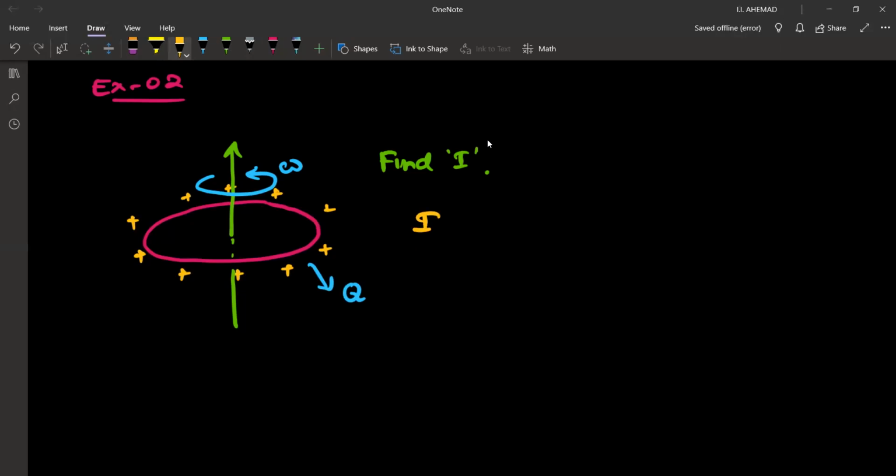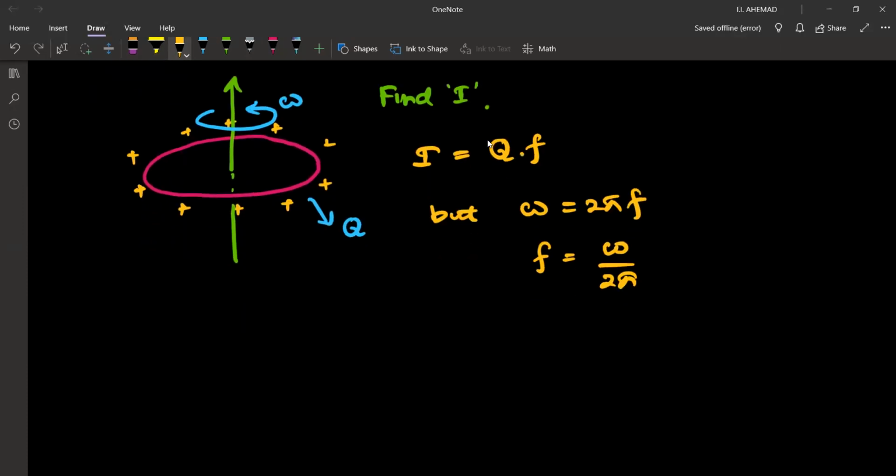So I is equal to Q into F, because it is Coulomb, and this is per second. But omega is 2 pi F, then F is omega over 2 pi. Just replace F. So I is equal to Q omega over 2 pi. Got it?